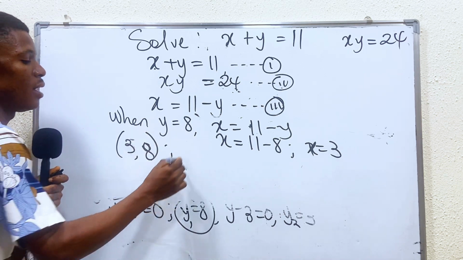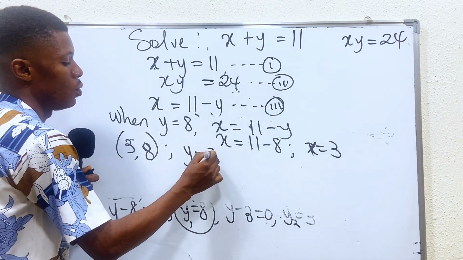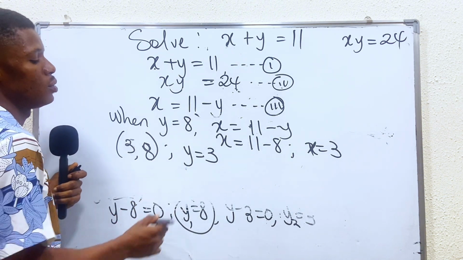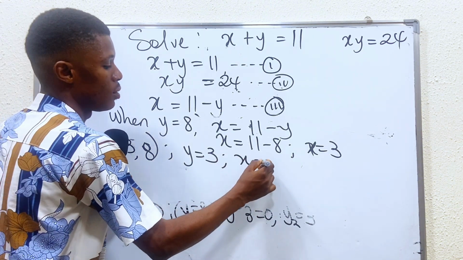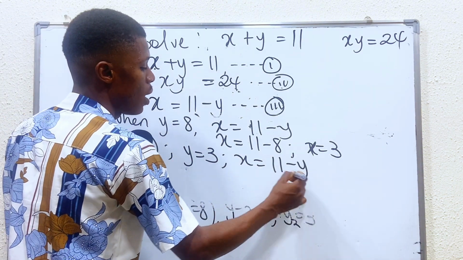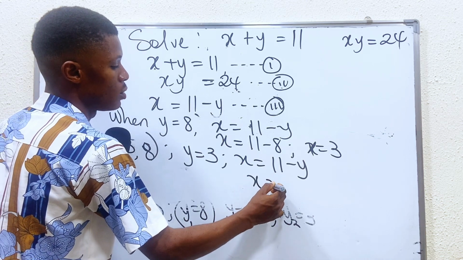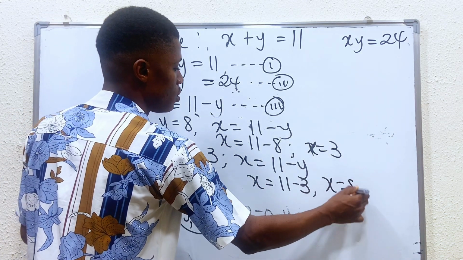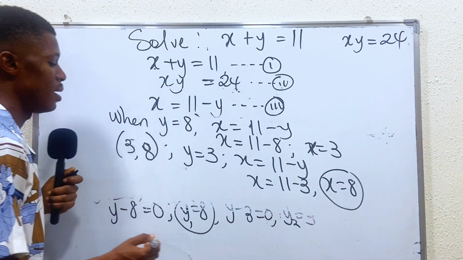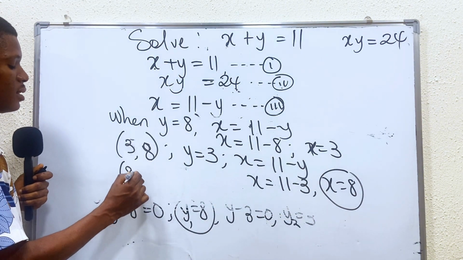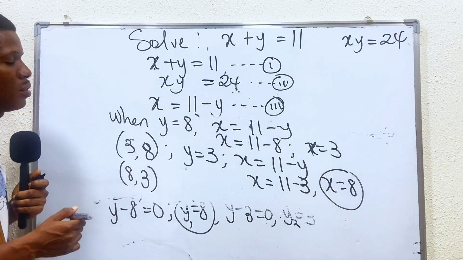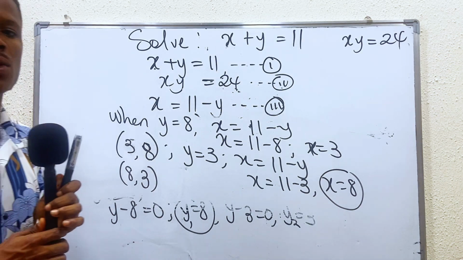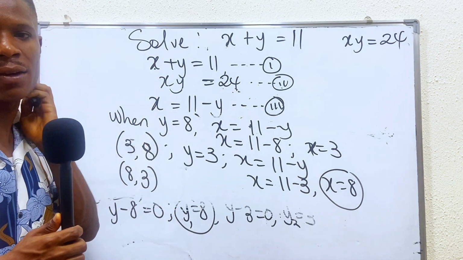Then for the second value, when y is equal to 3, for the second solution, this shows that x is equal to 11 minus y. Then x is equal to 11 minus 3, showing that x is equal to 8. So x is 8 and y is 3. These are the two possible solutions for x and y.